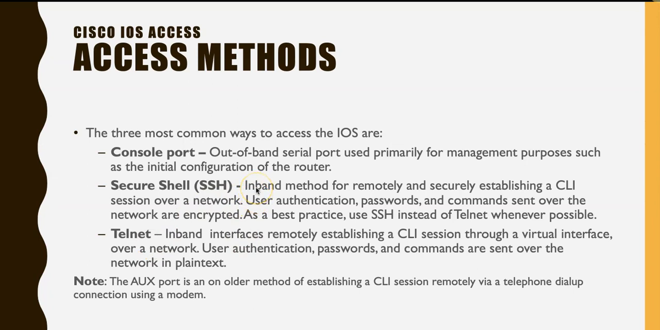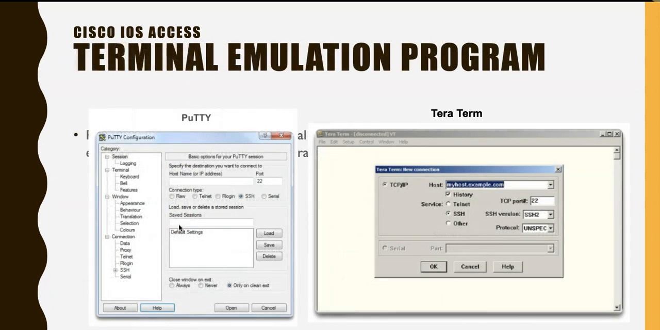In-band. So there's an out-band, which is the console port, and there's an in-band, once you assign the switch an IP address, a username, and also a password. These are the three most common methods of interfacing and communicating with Cisco routers and Cisco switches.